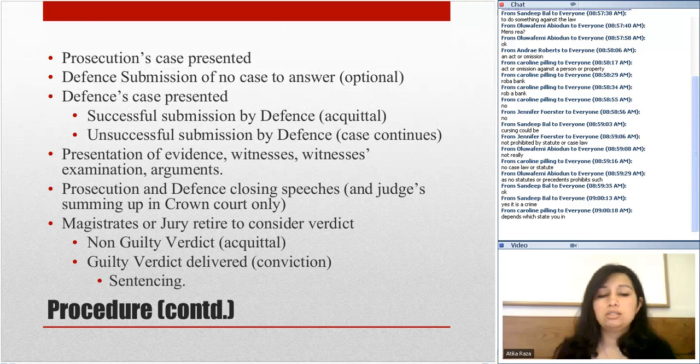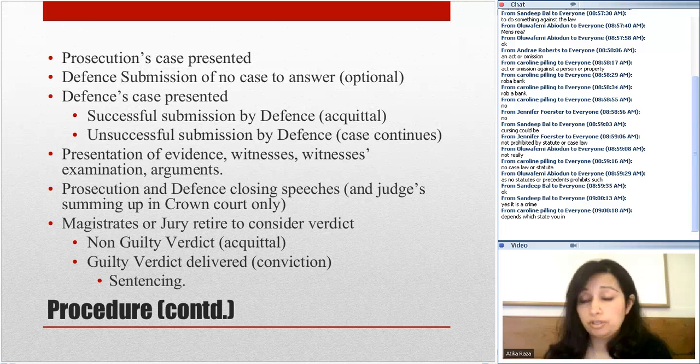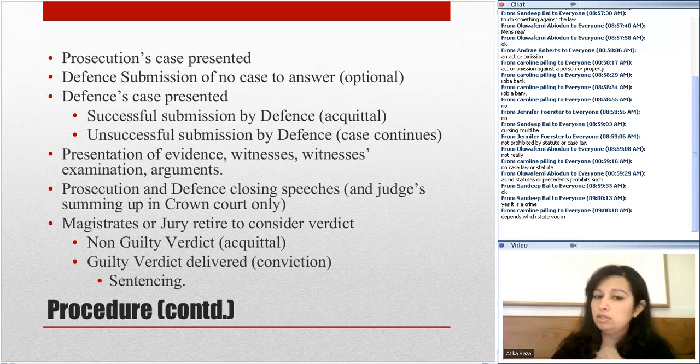Then the prosecution and defense give their closing speeches, and the judge sums up, in the Crown Court only, the judge sums up the case. Then the magistrate or the jury retire to consider the verdict. What does it mean to retire? It means that the jury goes out of the courtroom, sits in a room privately, and talks about whether this person, in light of this evidence and the jury instructions, should be punished or not, because the evidence may not be powerful enough to convict him. They decide whether this person has committed a crime or not.